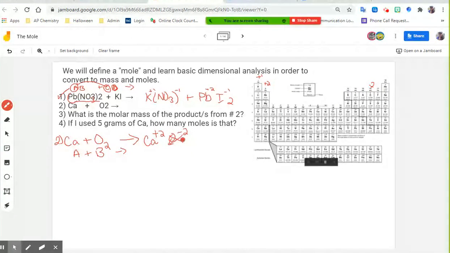We crisscross those guys. We end up with calcium oxide, just one of each. They canceled each other out, those 2 and 2. All right, so now we have calcium oxide. So that, step 2, we're good. Step 3, what is the molar mass of the products from number 2?